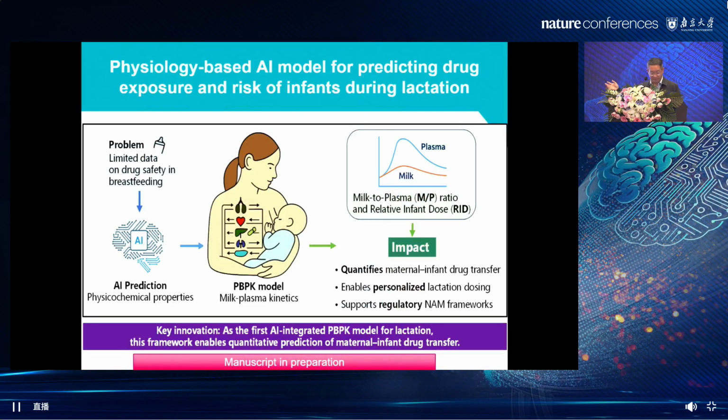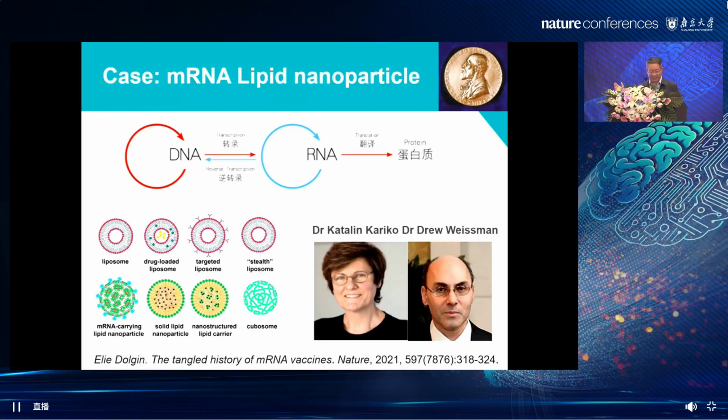And also, now we use this physiology-based AI model to predict drug exposure and the risk of infants during lactation, because during lactation the mom sometimes has to take drugs, and then the drug can diffuse into the milk, which is a high risk to the babies. The AI model can predict how it works. And the case study we worked on is mRNA lipid nanoparticles.